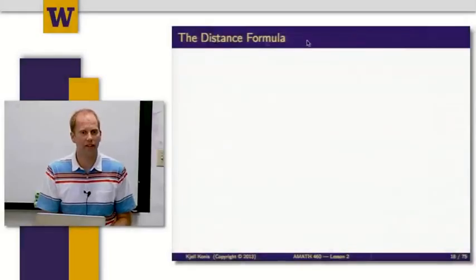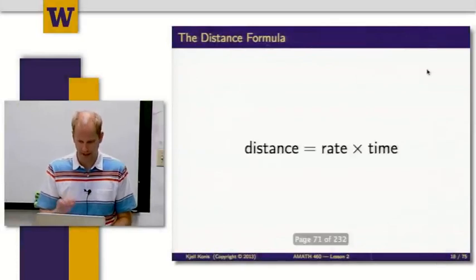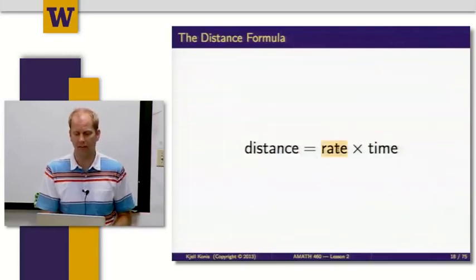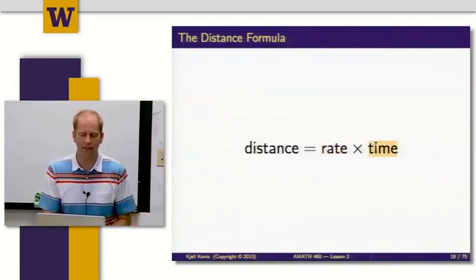Hopefully everybody knows the distance formula. If not, I made it just on one slide. So distance equals rate times time. This just means if I'm, say, driving at a certain speed, say 30 miles an hour for 3 hours, I'm going to go 90 miles.